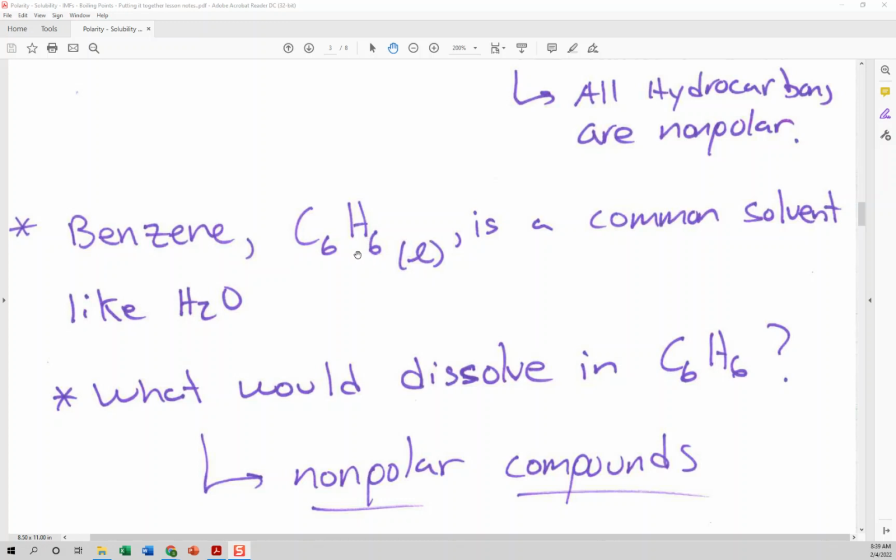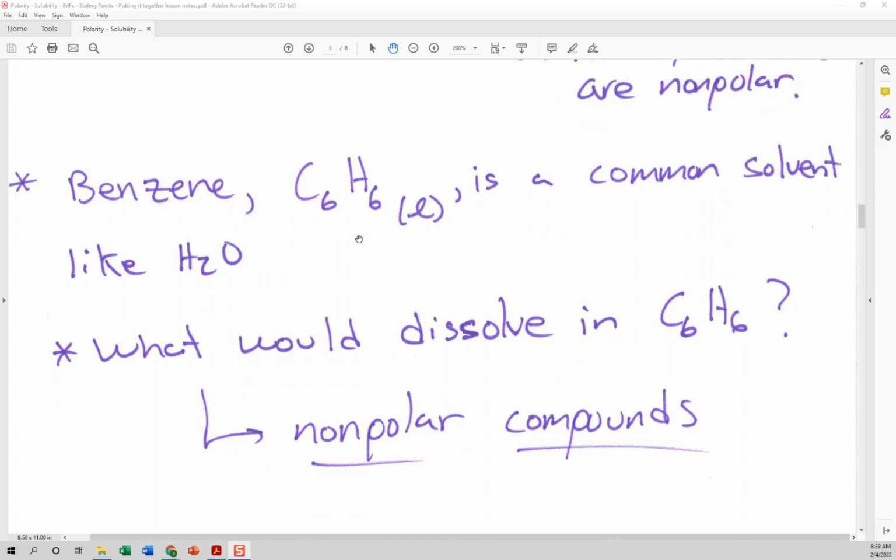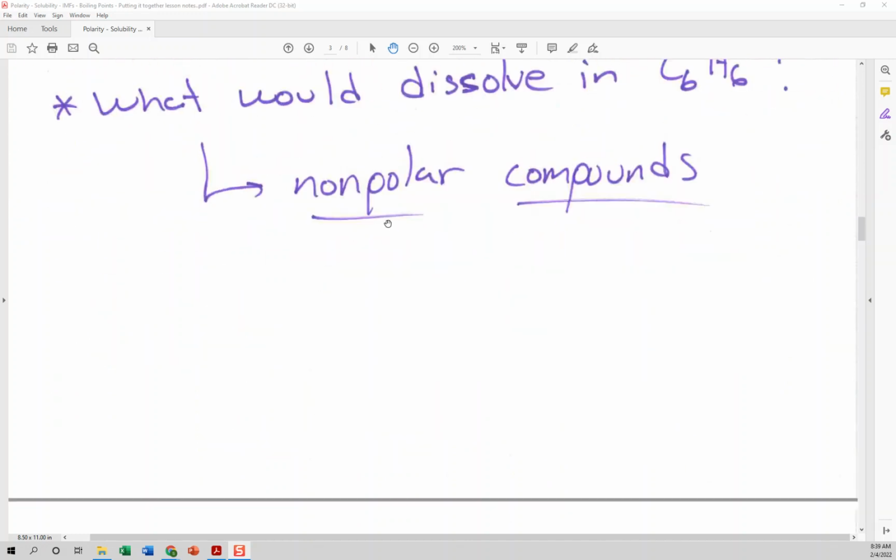So what about nonpolar things? What would they mix well with? Well, they would have to mix well with nonpolar solvents. So a common nonpolar solvent is benzene, which is C6H6. It's a common organic solvent for nonpolar things. All right, so benzene is a hydrocarbon, so it's nonpolar, and so other things that are nonpolar would dissolve in benzene, right? So benzene's a nonpolar solvent, and it will mix well with nonpolar things, and water is a very common polar solvent, and it will mix well with polar things.